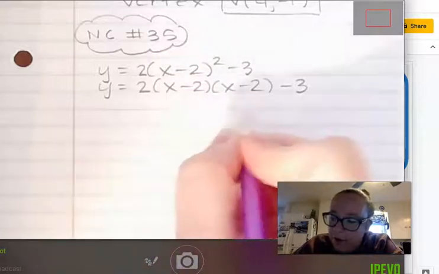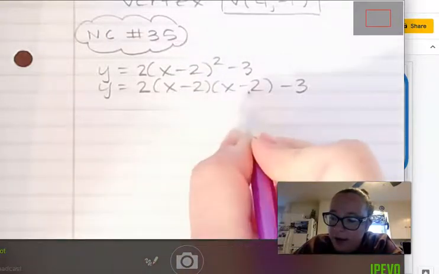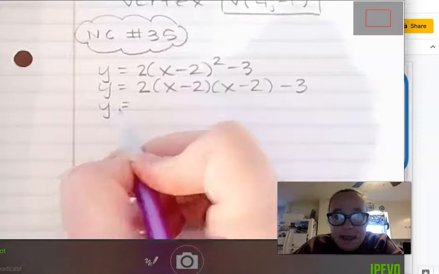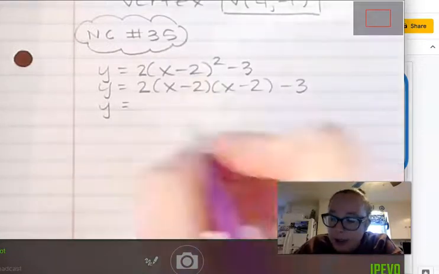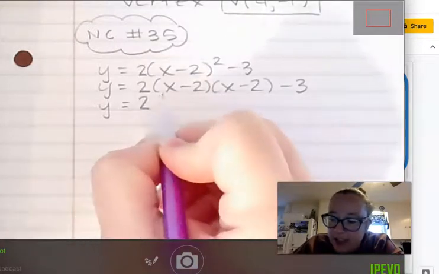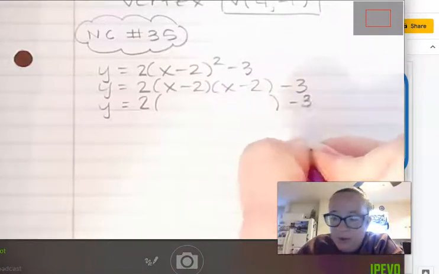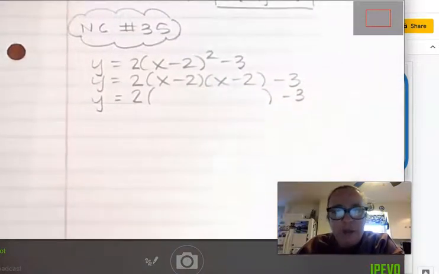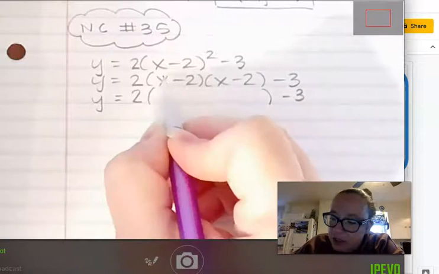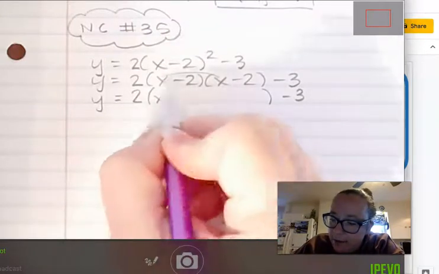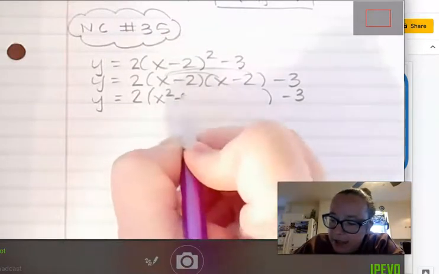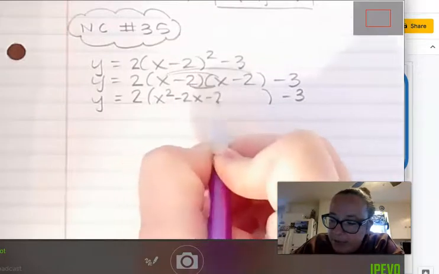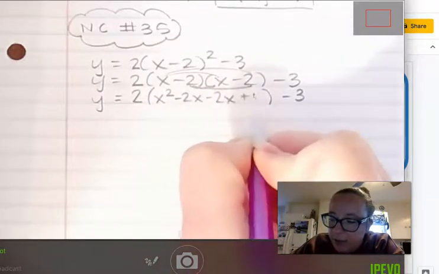All right, so I write out this binomial squared. I write it out twice. And the next step I said was distribute those binomials. I need to leave A just sitting there. Okay? I'm not going to change the value of this. I'm just rewriting it. So I distribute. I get x squared minus 2x minus 2x and then plus 4.